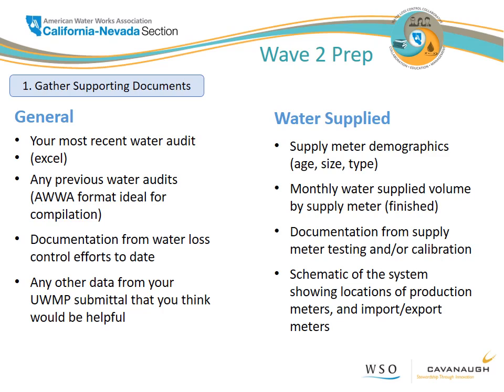This overall program is set up in a 4-wave format. This will be wave 2. Waves 1 and 2 are kind of like a dress rehearsal for waves 3 and 4. And wave 4 culminates in the submittal of the level 1 validated audit for next year to the state, and that satisfies your regulatory compliance with Senate Bill 555. So that's opening night if we're using our Showtime analogy here.